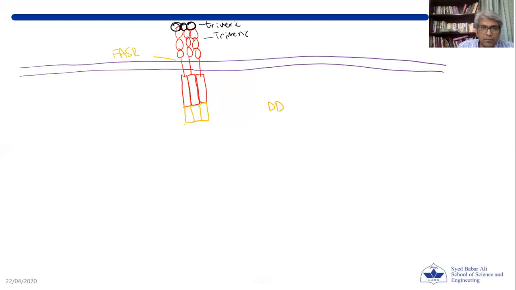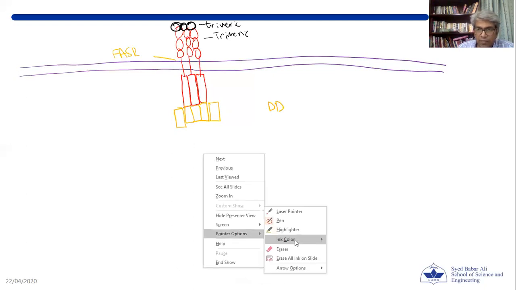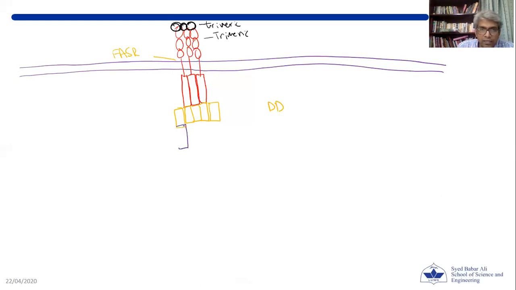So FADD is FAS-associated death domain protein. It has a death domain, and then it has another domain called the death effector domain. There are three of them, but I'm just drawing two for convenience. This is the death effector domain. The death domain of FADD binds to the death domain of the FAS receptor, and this is a homotypic interaction, as I just described.